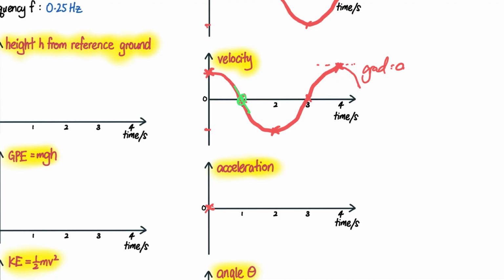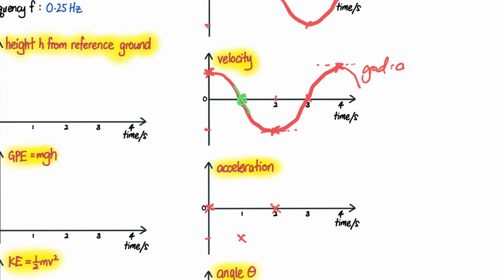So at 1 second, the acceleration will be the greatest, but it's negative. So this is where it will be. And then at 2 seconds, it goes back to your point B. And once again, the gradient is 0.